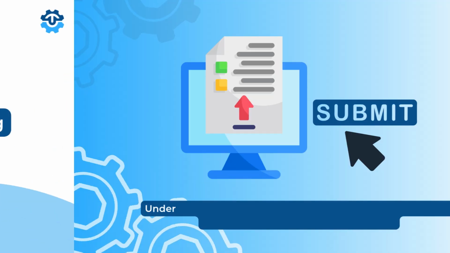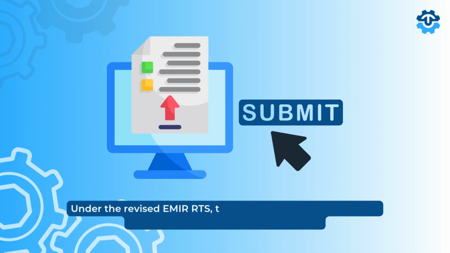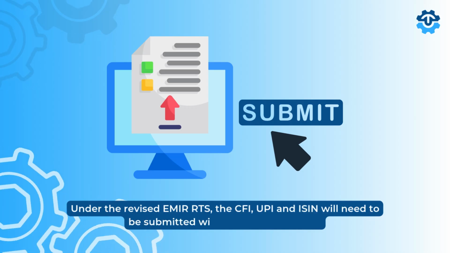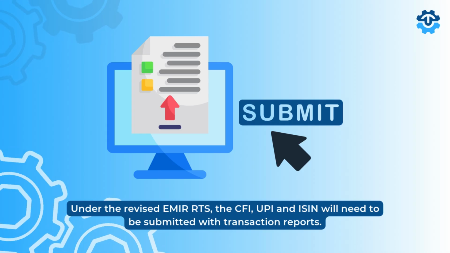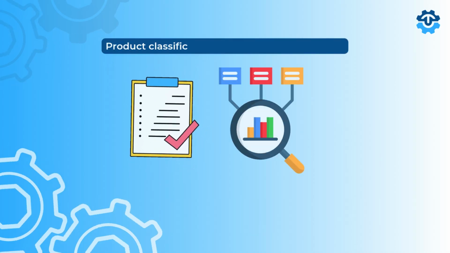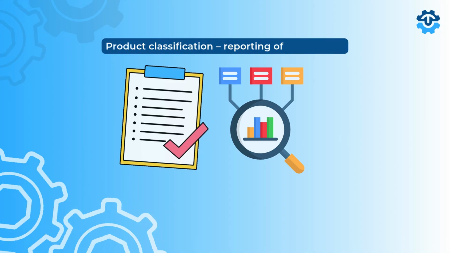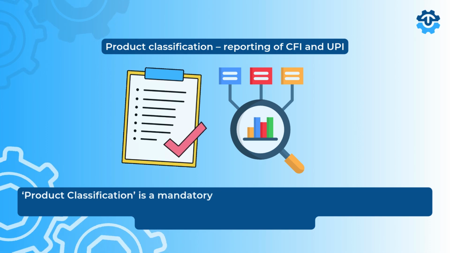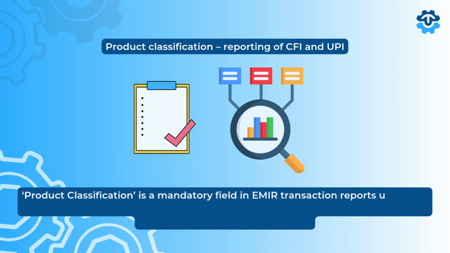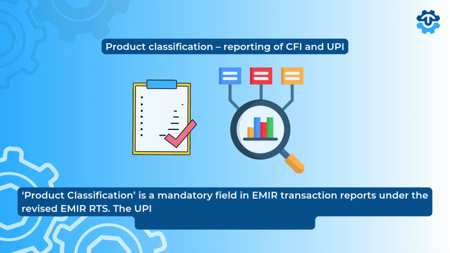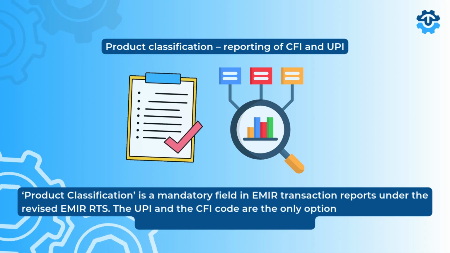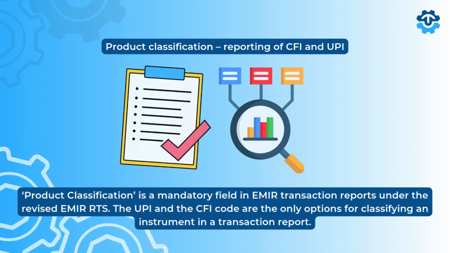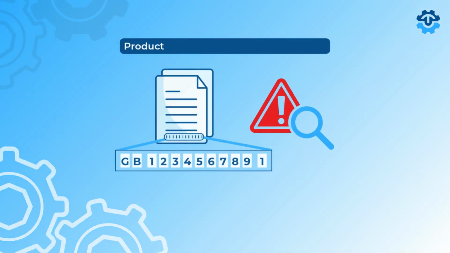EMIR reporting. Under the revised EMIR RTS, the CFI, UPI, and ISIN will need to be submitted with transaction reports. Product classification, reporting of CFI and UPI. Product classification is a mandatory field in EMIR transaction reports under the revised EMIR RTS. The UPI and the CFI code are the only options for classifying an instrument in a transaction report.